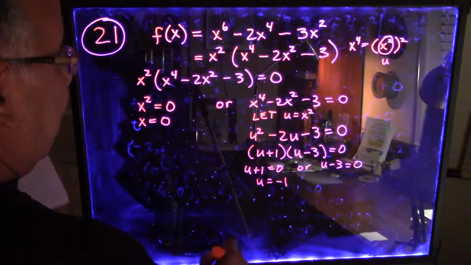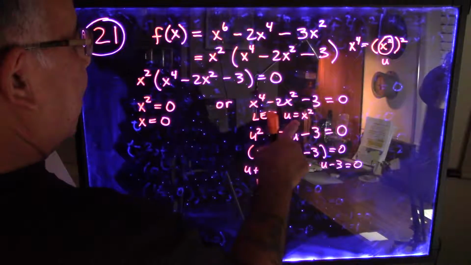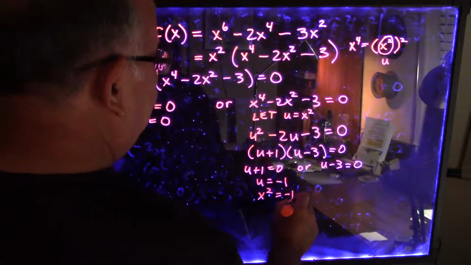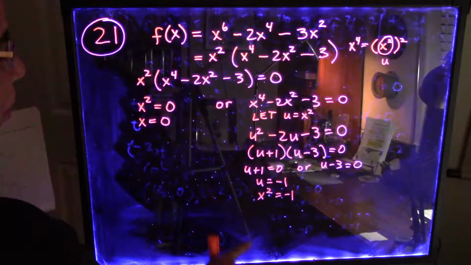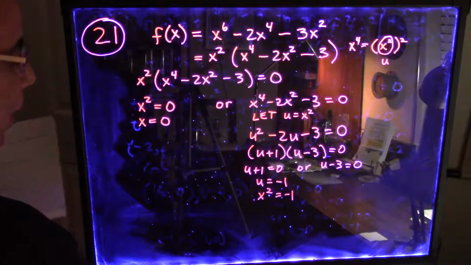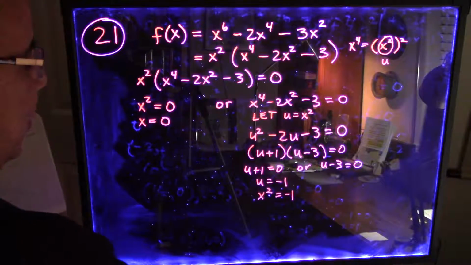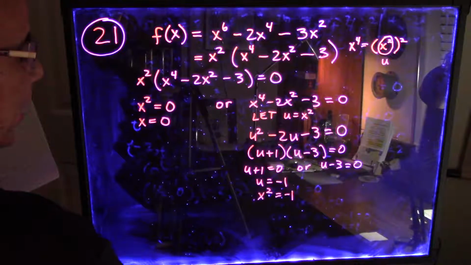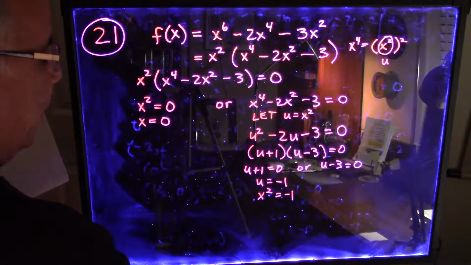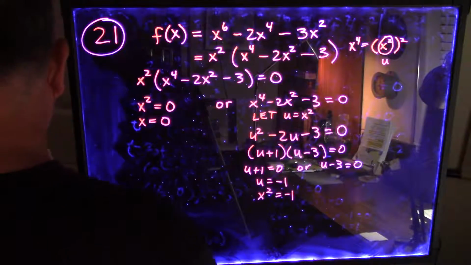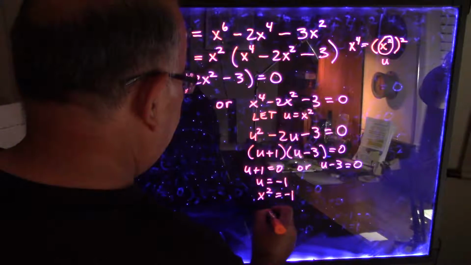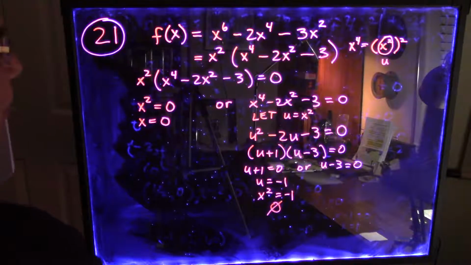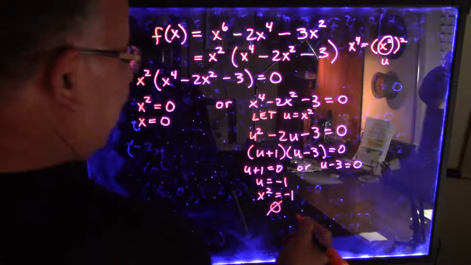And now we have to go back to x's, right? So u equals x squared. So x squared equals -1. Now, this does not have any real number solutions, right? You can get into the complex numbers using imaginary numbers and get an answer to this, but we're not dealing with that. So there's no solution for this. So I'll put the empty set symbol there for no solution. No real solution, that is.